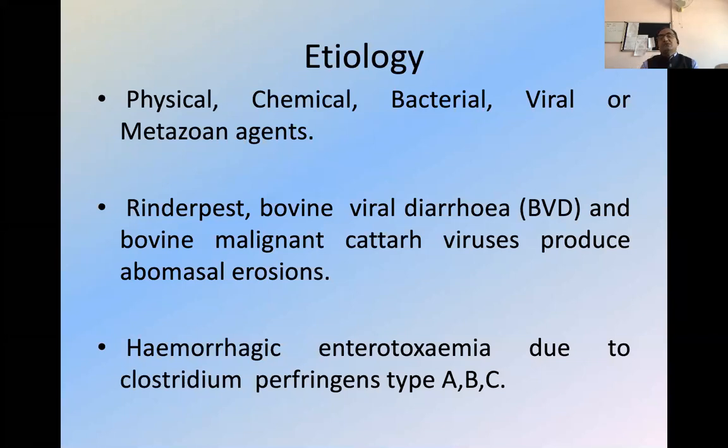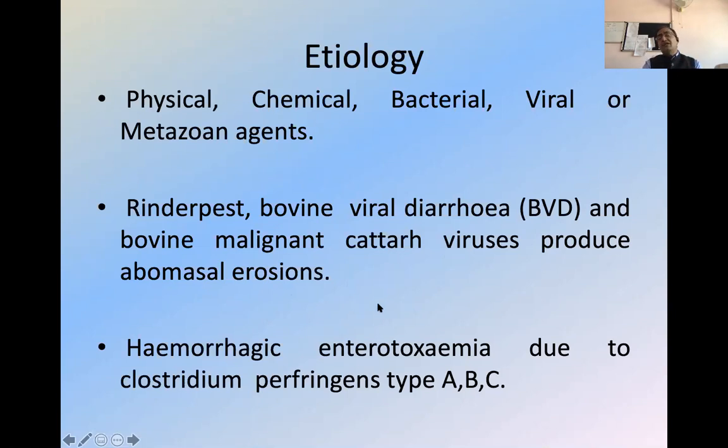And some of the metazoans, some flies that get engulfed, form a small granular lesion in this abomasum, and that is responsible. And some other parasites also. So rinderpest, bovine viral diarrhea, and bovine malignant catarrhal viruses produce abomasal ulcerations and erosion. So this point is very important.